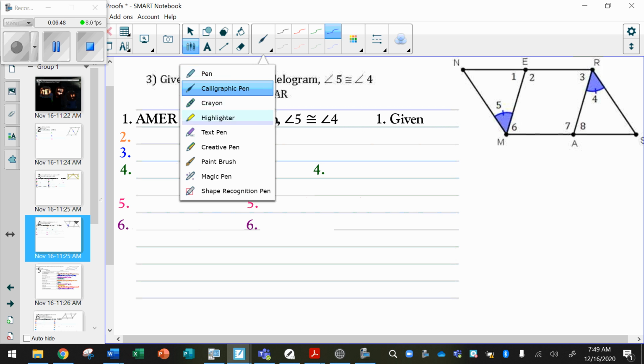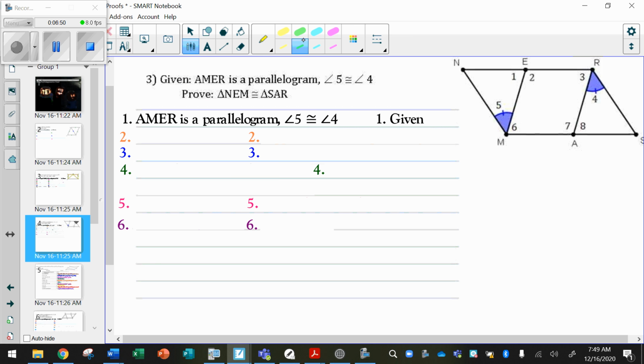Filling in the givens. Okay, so here's something that I want you to be careful of. There are a couple different parallelogram-looking shapes in our diagram, and we are told that AMER is a parallelogram. So I want to highlight where our parallelogram is to start with. This is our parallelogram here. We can use any of the properties of a parallelogram within this shape that I have highlighted in green now.